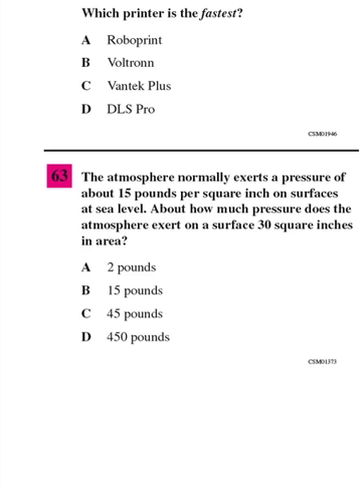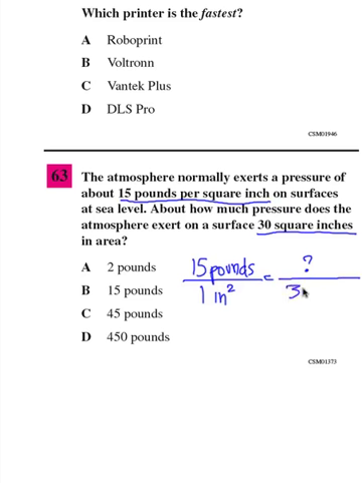63. The atmosphere normally exerts a pressure of about 15 pounds per square inch on surfaces at sea level. About how much pressure does the atmosphere exert on a surface 30 square inches in area? 15 pounds per square inch. We want to know how many in 30 square inches. So we have 15 pounds in 1 inch squared. How many pounds in 30 inches squared? So that's going to be 15 times 30 divided by 1.